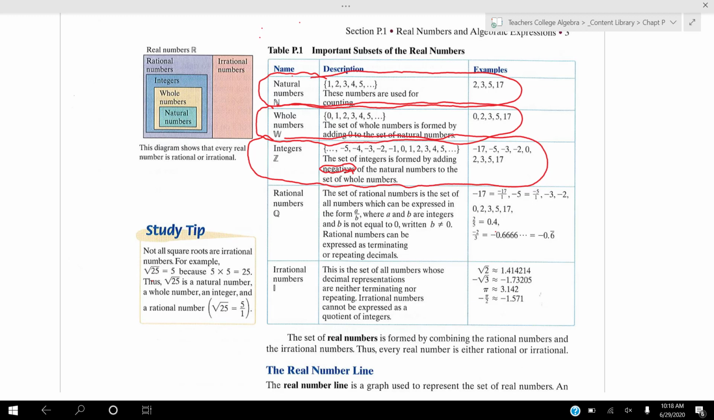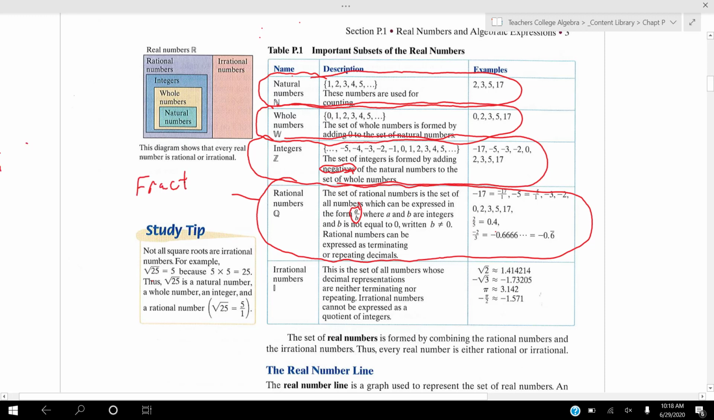Now the entire set that encompasses your natural numbers, your whole numbers, and your integers is what's called the rational numbers. And a rational number is any number that can be expressed in the form a over b. In other words, it can be expressed as a fraction. There are lots of numbers that can be expressed as a fraction. Of course, all your natural numbers can be expressed as a fraction, so don't forget your natural numbers are included in this set. Your whole numbers can also be expressed as fractions, and so can your integers.